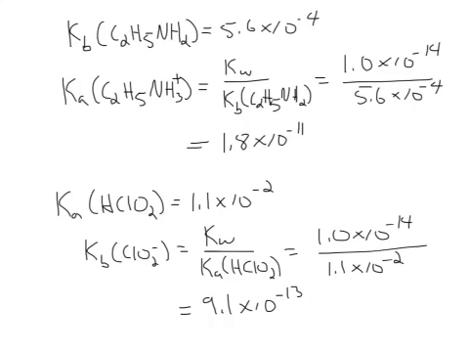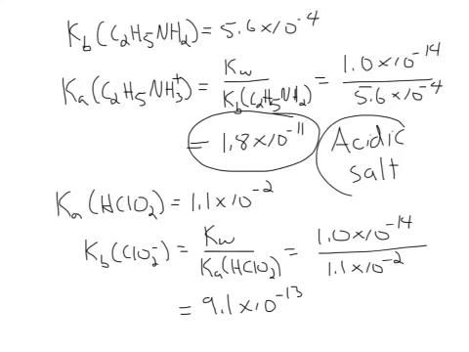So in this case, the Ka of my cation is bigger than the Kb of my anion. So this is bigger. That means my salt overall is going to be acidic.